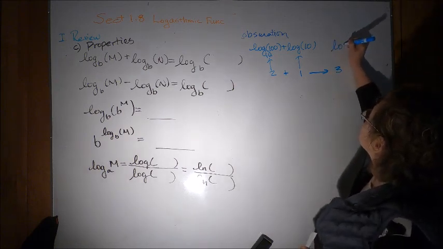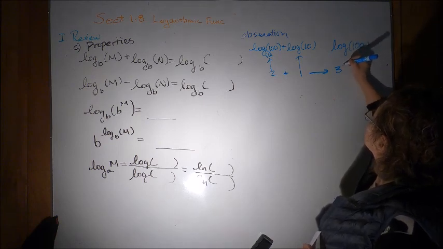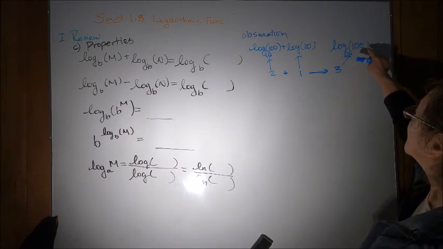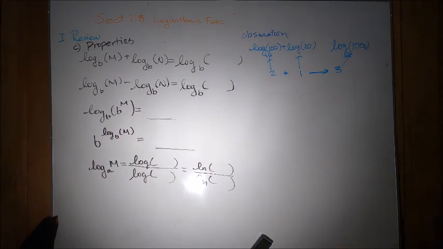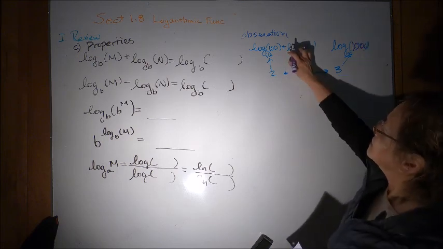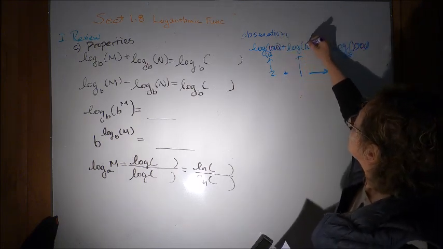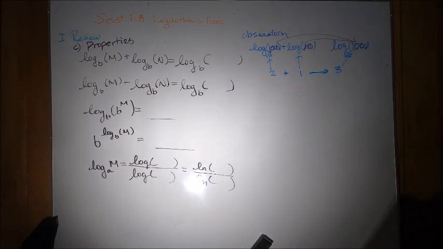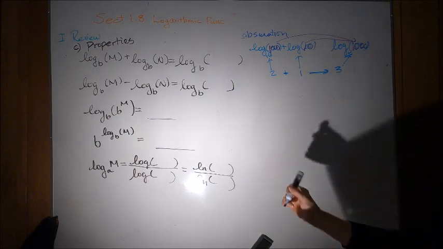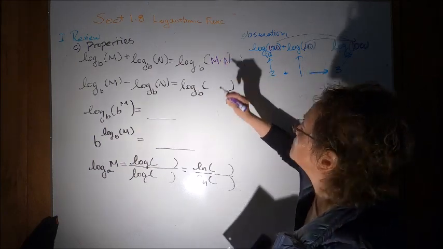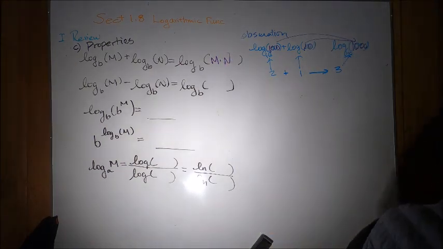Is that the same thing as log 1000? Right? Because it's base 10, 10 to the third power is 1000. So how can you get this 1000? From here, from 100 and 10, if you multiply them. So the first property is: if you add two logs, you multiply them inside.